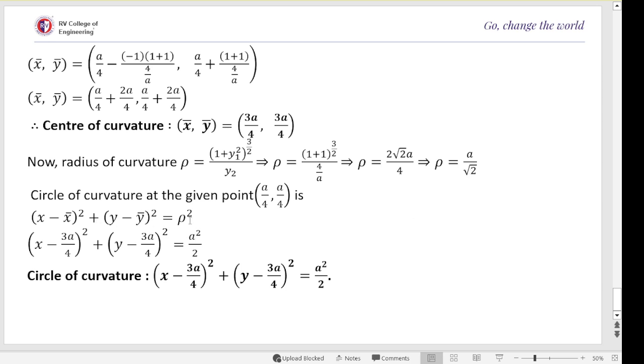And the circle of curvature at the given point a by 4 is (x minus x bar) square plus (y minus y bar) square equal to rho square. So that becomes (x minus 3a by 4) square plus (y minus 3a by 4) square equal to a square by 2. So this is your circle of curvature. Hope everyone understood this. Thank you, students.